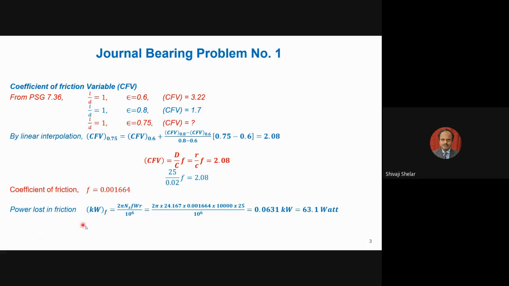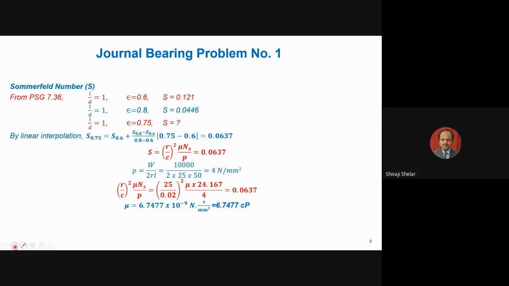Let's go to the next slide. Now I am determining the Sommerfeld number so that I can determine the viscosity of the lubricant required. For the Sommerfeld number, we are again going to refer to the table. At L by D equal to 1, epsilon equal to 0.6, Sommerfeld number is 0.121, and at L by D equal to 1, epsilon equal to 0.8, S is 0.0446. Then what is the S value at epsilon equal to 0.75?